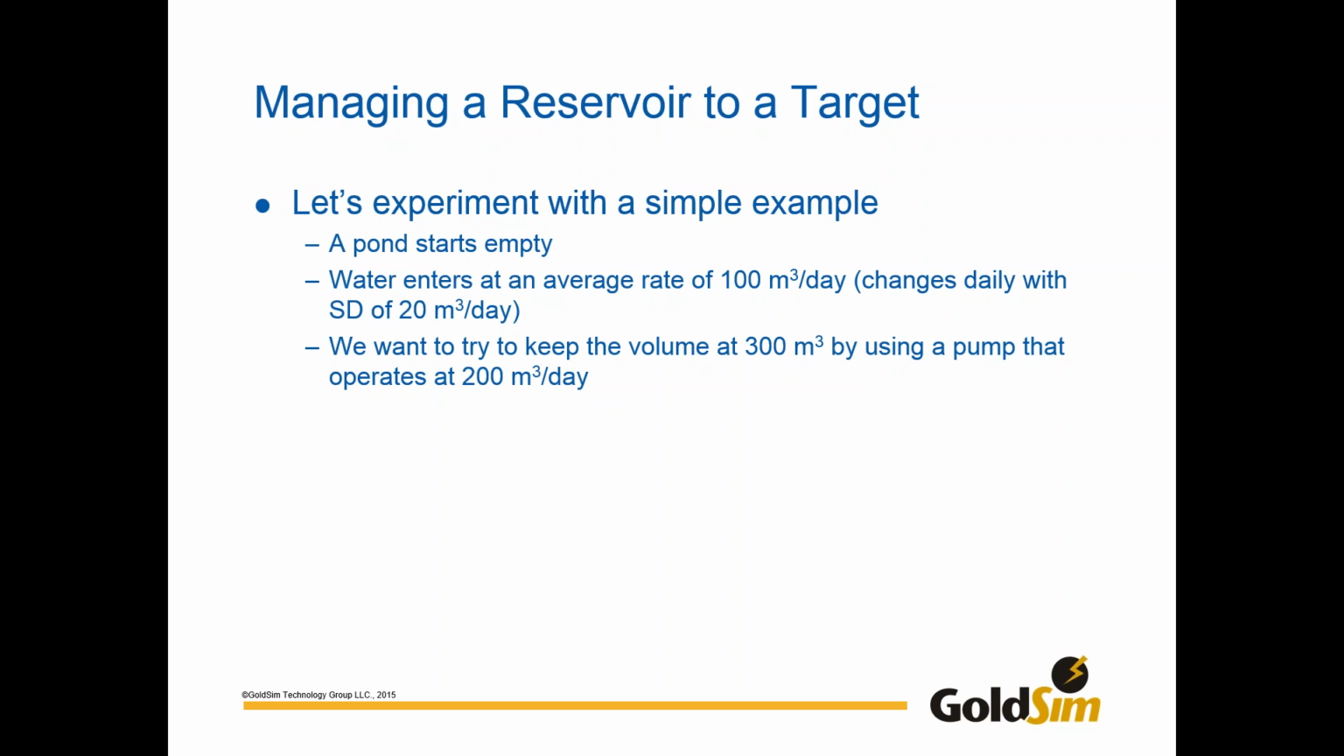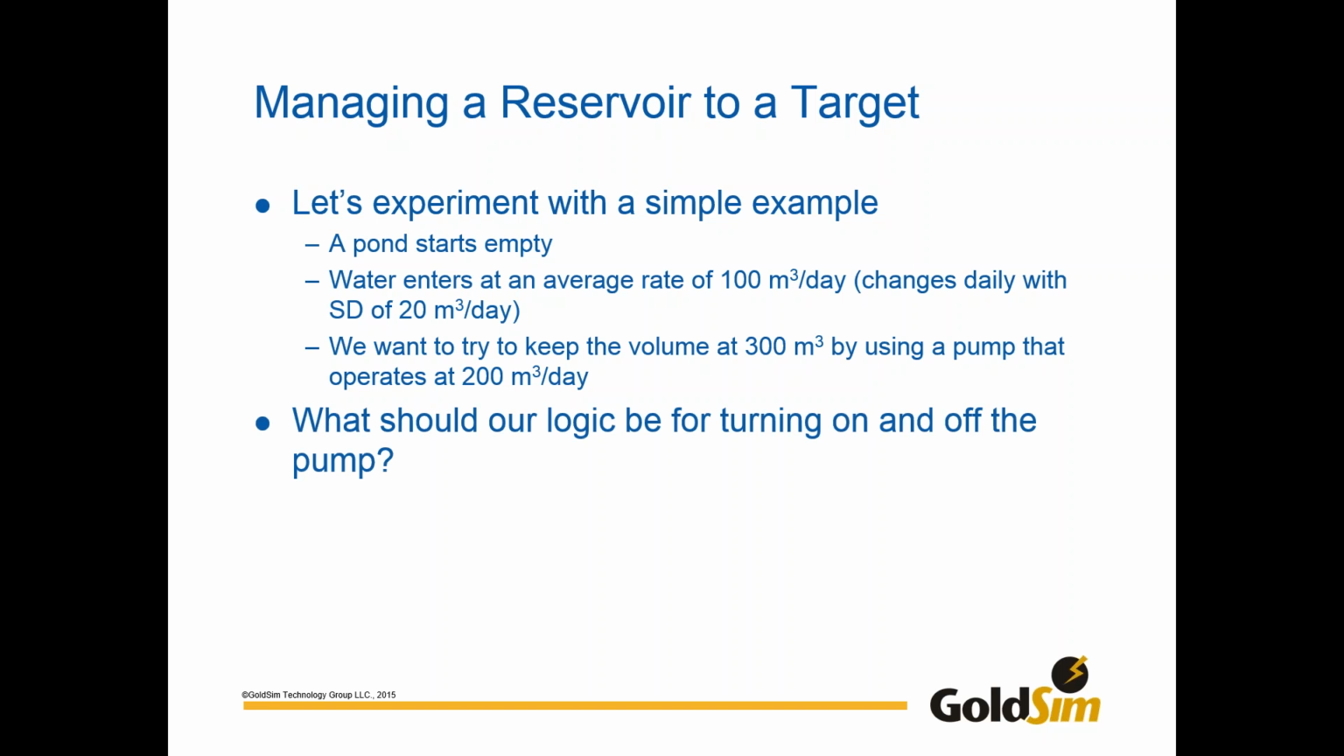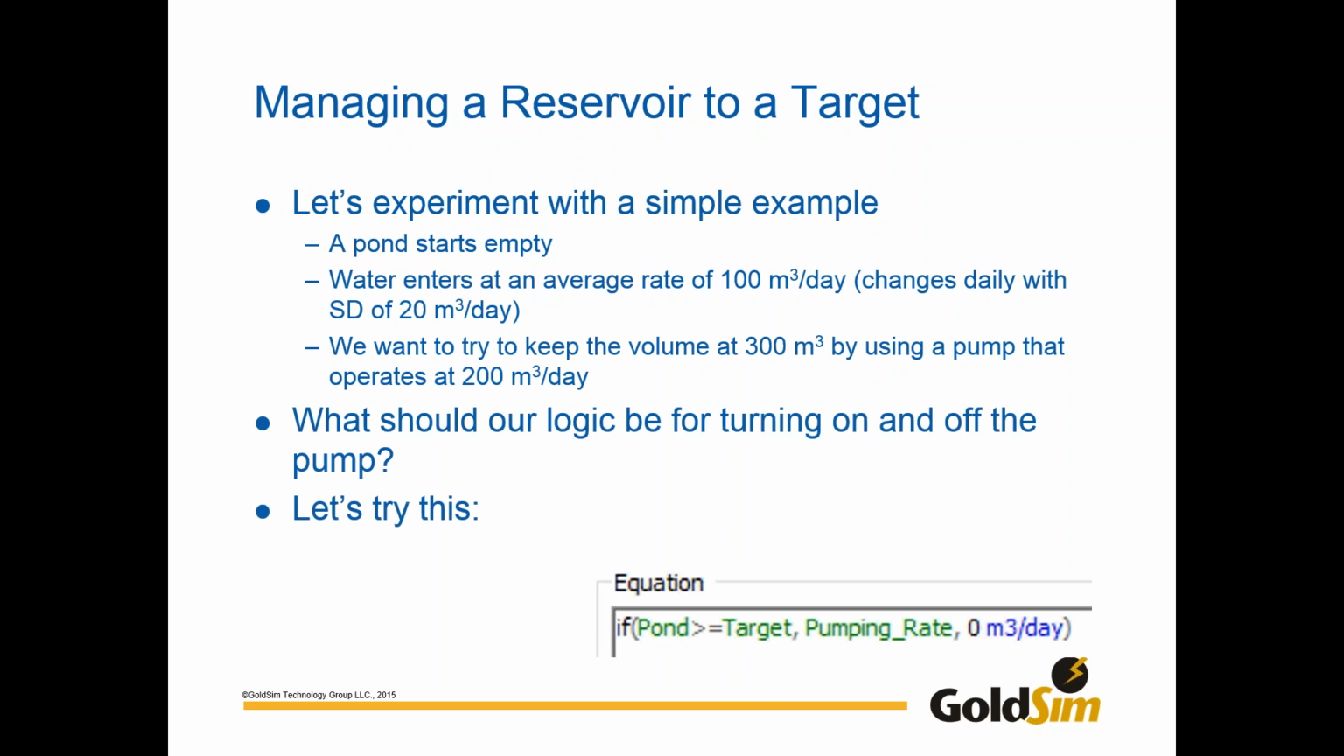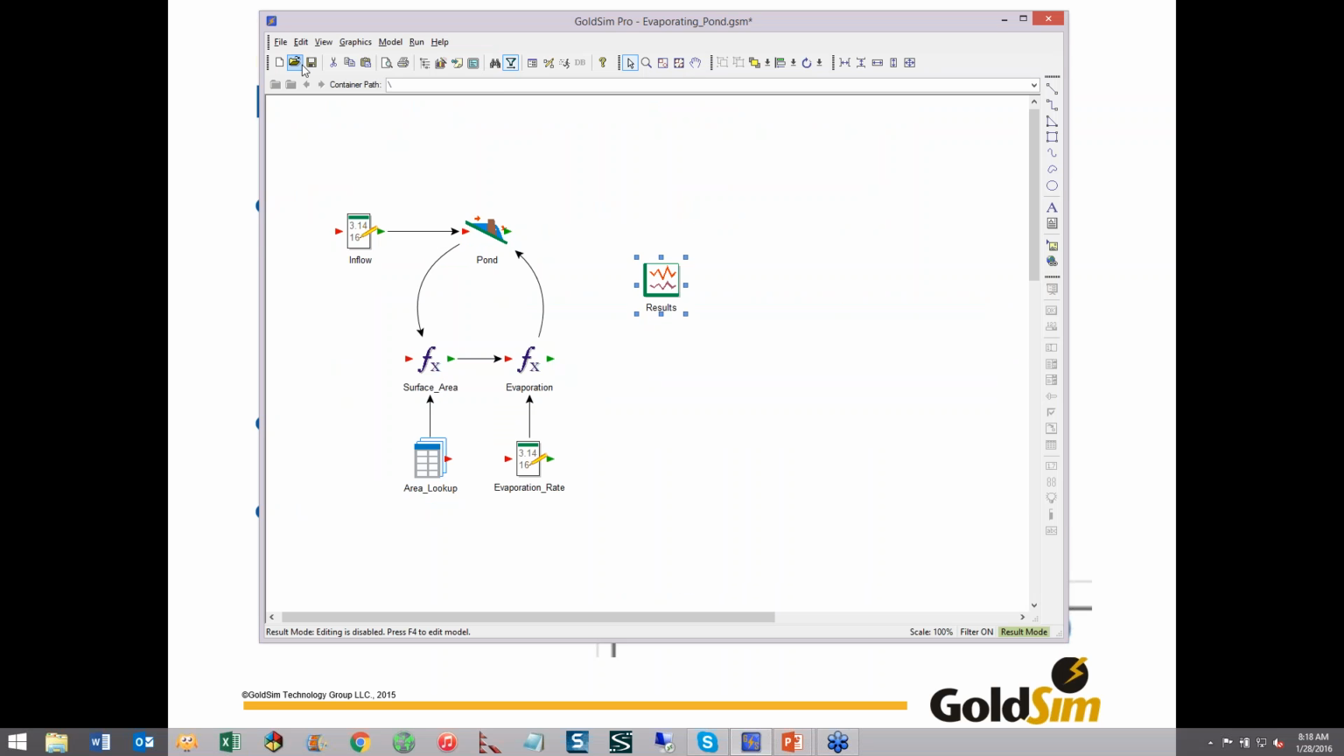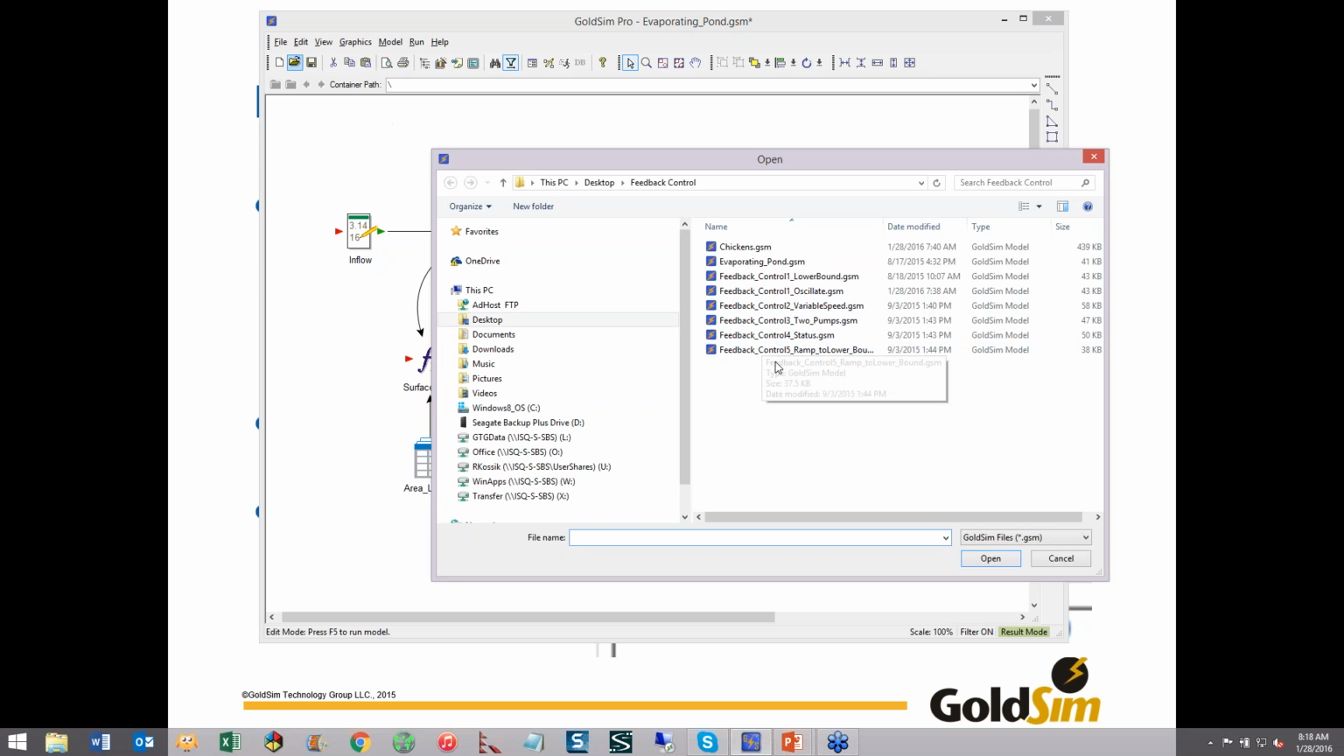How are we going to do this? Here's the first thing people do when faced with this problem. They say, well, that's simple. I'm just going to have some logic for what the pumping rate is. And I'm going to say if the pond is above my target, if I'm above 300 cubic meters, pump. If I'm below 300 cubic meters, turn off the pump. And this is the first reaction that people try. All right. Well, let's just do that. Let's see what that model would look like.